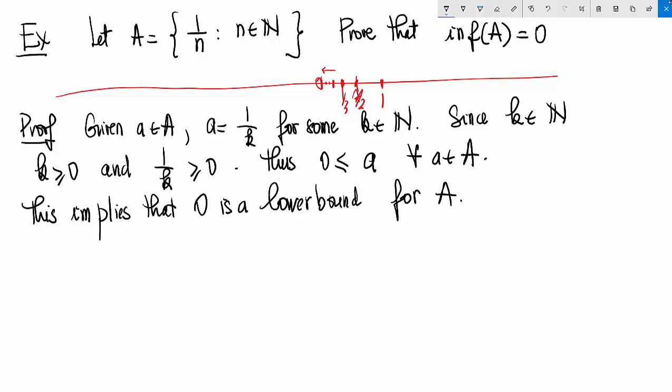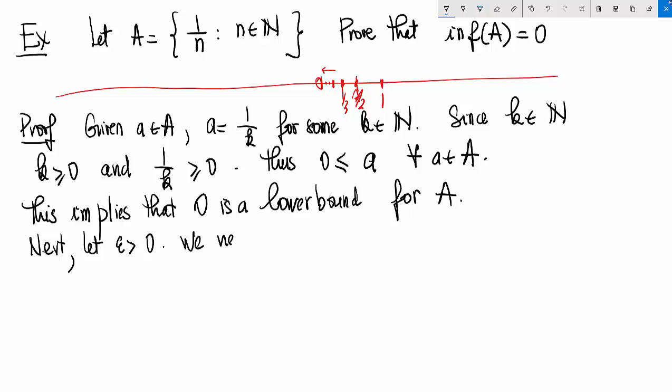Okay, so remember, to prove that 0 is the infimum of A, there are two things to prove from our previous section. First, we need to prove that 0 is a lower bound, and then we need to prove that 0 is the greatest lower bound. So that means that if I pick any number which is greater than 0, in other words, it's positive, it cannot be a lower bound for A. Okay, so let's make this happen. So for the second part, next, let epsilon be a positive number.